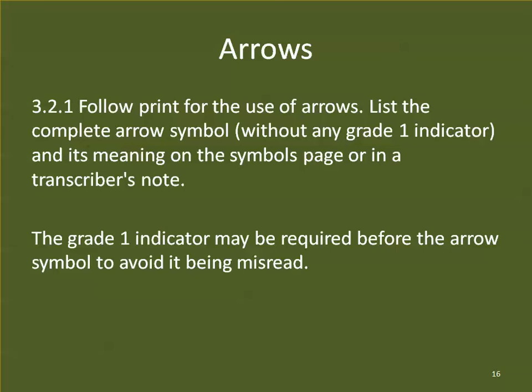We follow print for the use of arrows. You list the complete arrow symbol without any grade 1 indicator and its meaning on the symbols page or in a transcriber's note. The grade 1 indicator may be required before the arrow symbol to avoid it being misread. Most of the time you will need a grade 1 indicator in front of your arrow mode because it does look just like the contraction for OU. So to prevent that from being read as a contraction, we put the grade 1 indicator there to say that it is an indicator, and in this case, an arrow mode indicator.